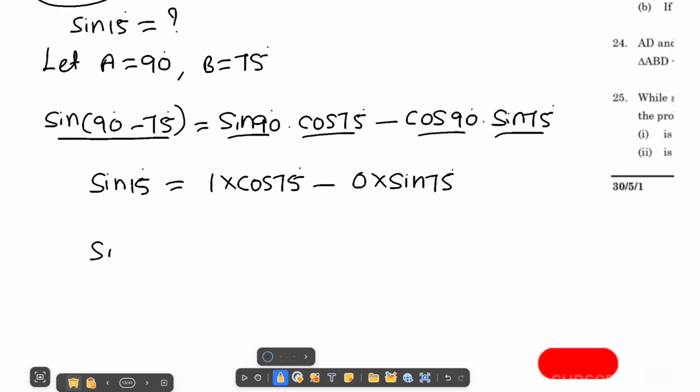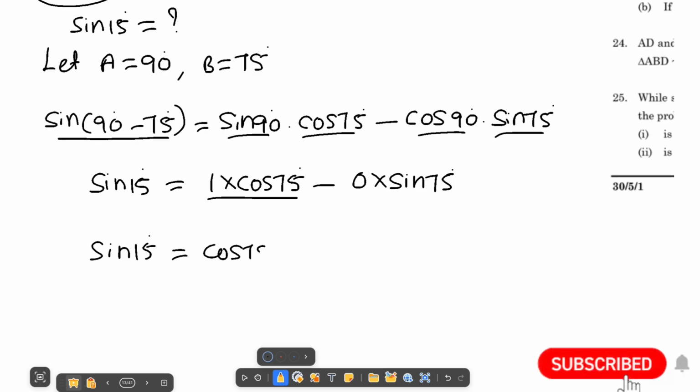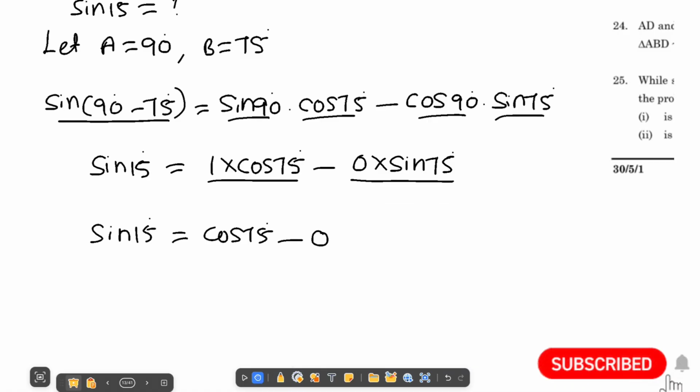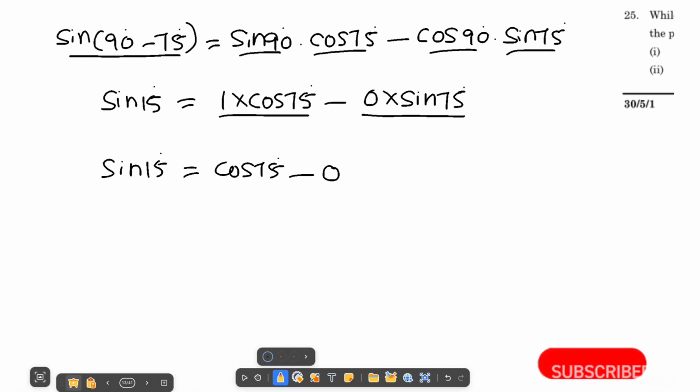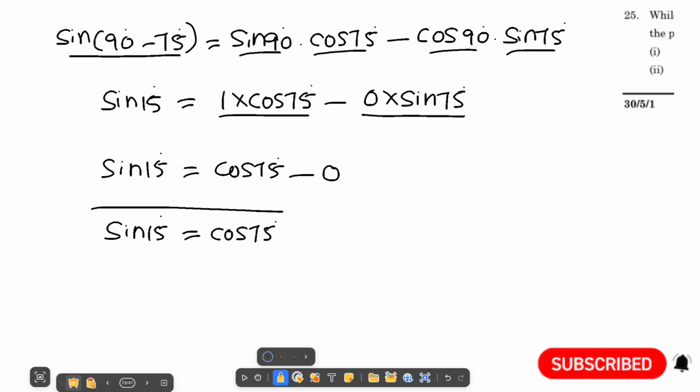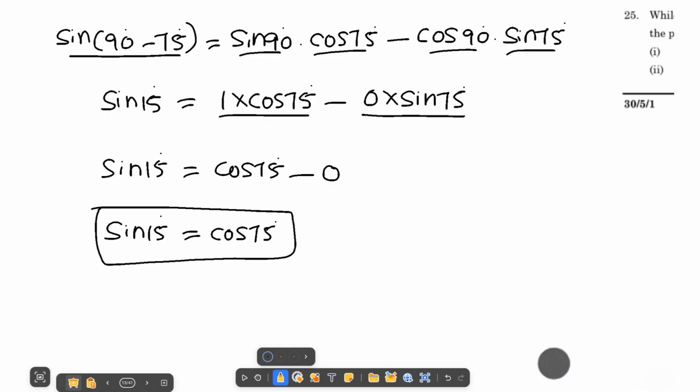So sin 15 degrees is equal to 1 into cos 75 degrees, which is cos 75 degrees. Next, minus 0 into sin 75 is 0. Therefore we get sin 15 degrees is equal to cos 75 degrees. That's it.